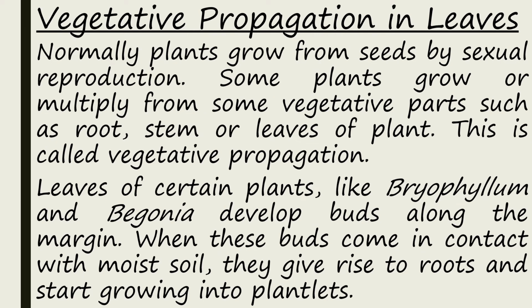Vegetative propagation in leaves. Normally, plants grow from seeds by sexual reproduction. Some plants grow or multiply from some vegetative parts such as root, stem, or leaves of the plant. This is called vegetative propagation. Leaves of certain plants like Bryophyllum and Begonia develop buds along the margin. When these buds come in contact with moist soil, they give rise to roots and start growing into plantlets.